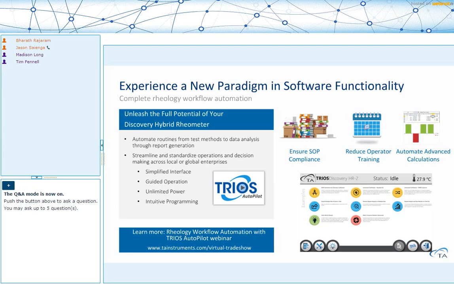Then they fill in text boxes, and at the end, when they're finished, it does an automatic analysis, generates a report, and brings them right back to this screen. So it's guided operation from start to finish, and it's excellent for rolling out test methods that are developed in R&D sites out into QC production sites across the world.